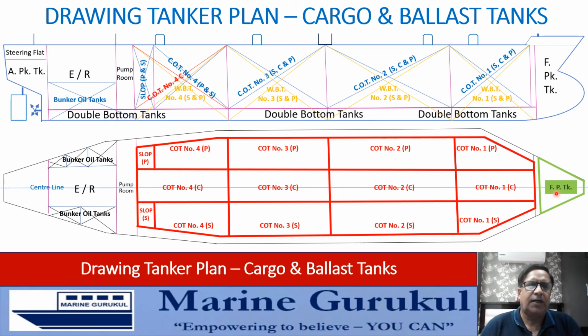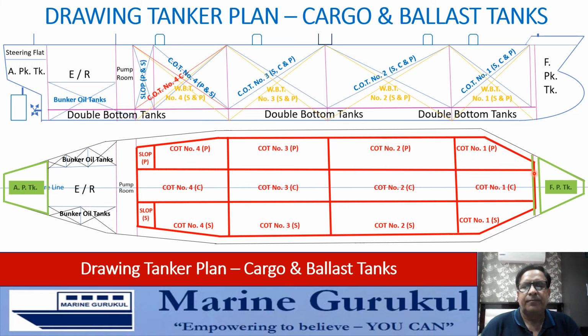Then likewise, the afterpeak tank of these tankers is also primarily used for carrying water ballast. So we have the aft peak tank, aft of the after peak bulkhead. So these water ballast tanks, we are drawing their boundaries in green so that their contrast with the cargo oil tanks can be appreciated.